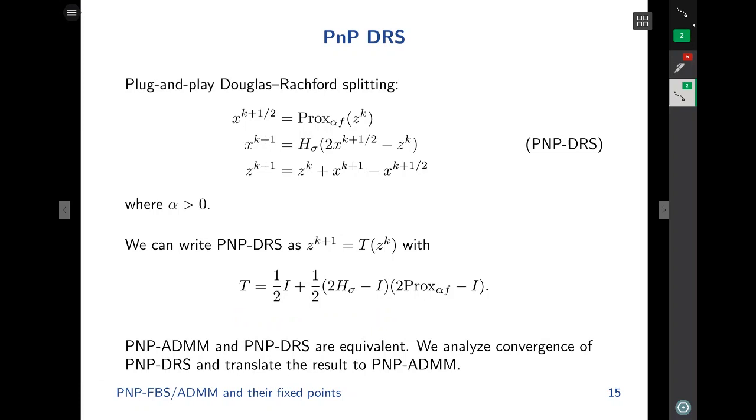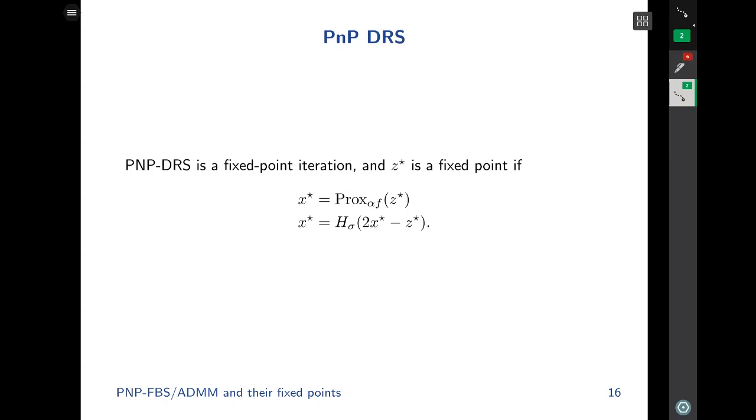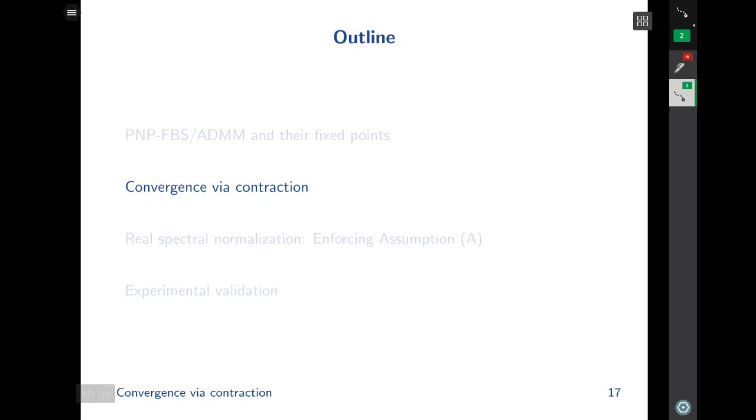Plug-and-play ADMM and plug-and-play Douglas-Rachford splitting are equivalent. We analyze convergence of plug-and-play Douglas-Rachford splitting and translate the result to convergence of plug-and-play ADMM. Plug-and-play DRS is a fixed-point iteration, and we say Z star is a fixed point if it satisfies this fixed-point condition. We now present our convergence results.